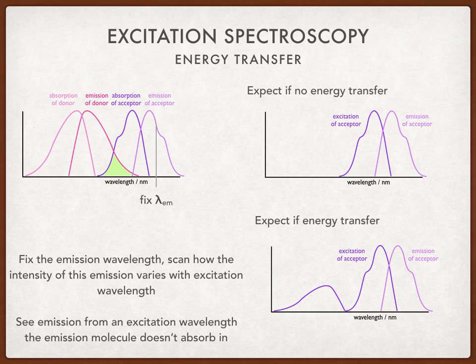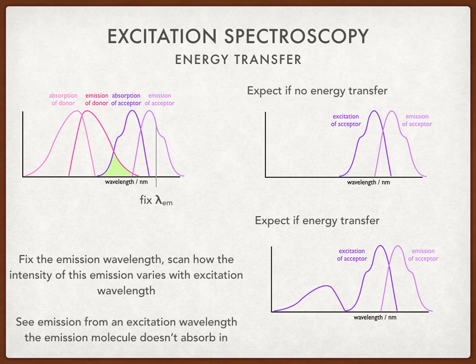Here I have a FRET system. I have a donor and an acceptor. According to FRET, I can see this energy transfer depending upon the overlap of the emission of the donor and the absorption of the acceptor. If I look at the wavelength I've marked here, it's outside of the region where I expect any emission from the donor. I'm just looking at the emission of the acceptor.